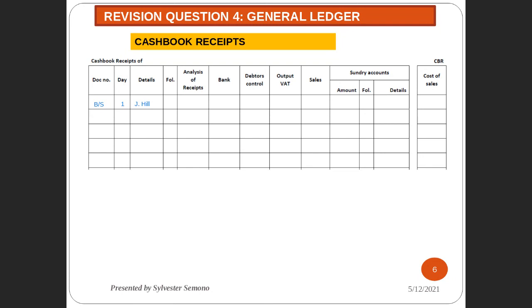Okay. So now, how much is the amount? The amount is 151,200. Where will I record this amount? Please just try. Where will I record 151,200? Who can tell me? Which column or which columns? It doesn't matter.